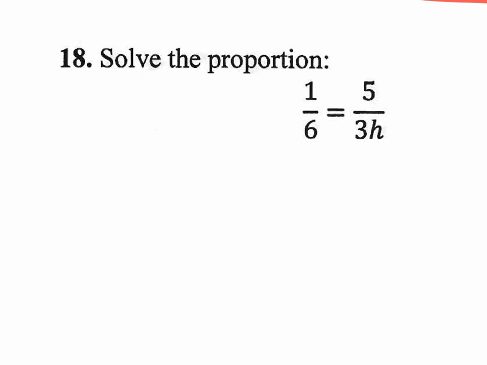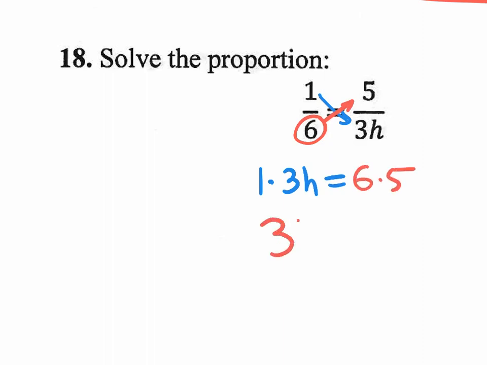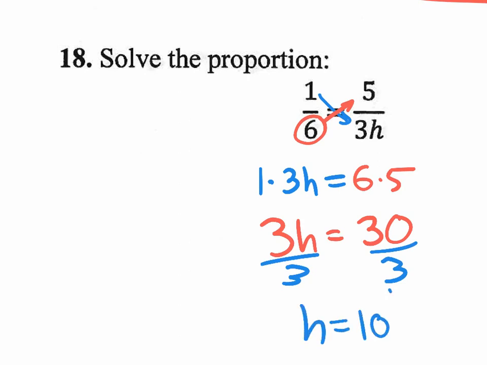So if you do cross multiply, you're going to have 1 times 3h equals 6 times 5. So 1 times 3h really is 3h. 6 times 5 really is 30. All you have to do is solve that by dividing by 3, and you get h equals 10. That's your answer. h equals 10.